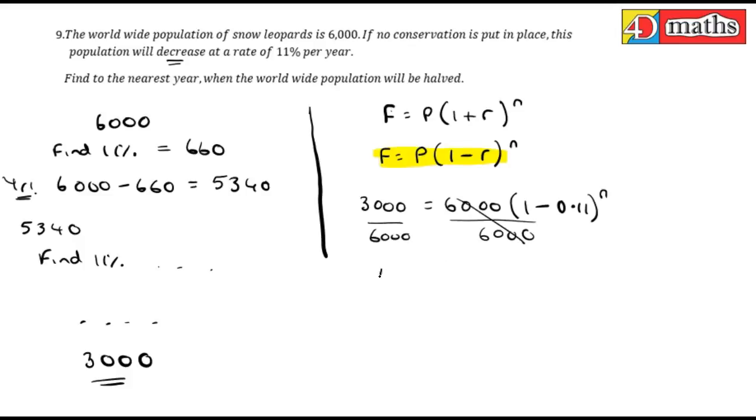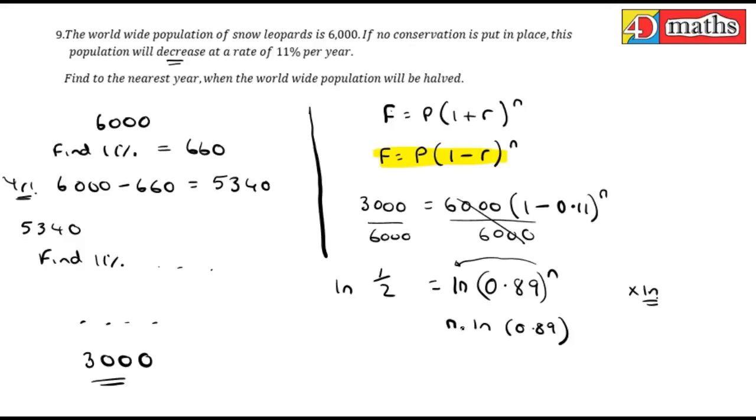So you can cancel, you're left with a half equals 0.89 to the power of n. So what do we do in this scenario? Well, we could guess numbers if we wanted to. The easiest way to do it is take ln of both sides. So you take ln, right? And what this allows to happen is the power will jump to the front. So you get n ln 0.89, that's multiplied, equals ln a half.